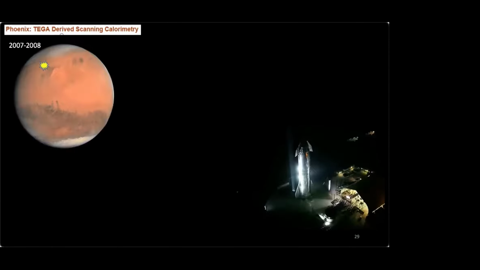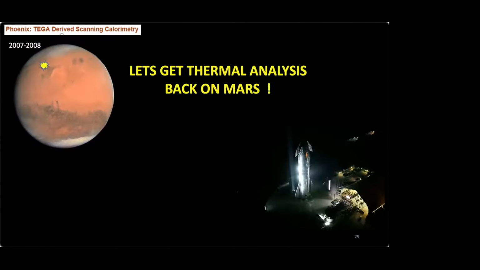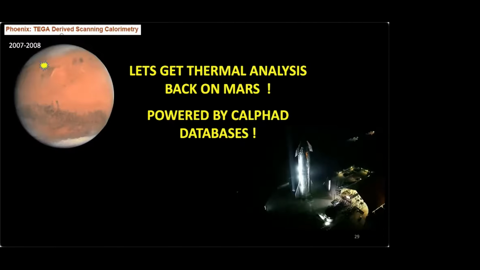Some differential scanning calorimetry data on complex compositions were collected by an instrument on board the Phoenix lander on Mars in 2007-2008. However, there is no thermal analysis instrument on any of the 3 rovers currently operating on Mars. So I would like to finish my presentation with the following message. Let's get thermal analysis back on Mars, and let's get it powered by CALPHAD databases. Thank you.